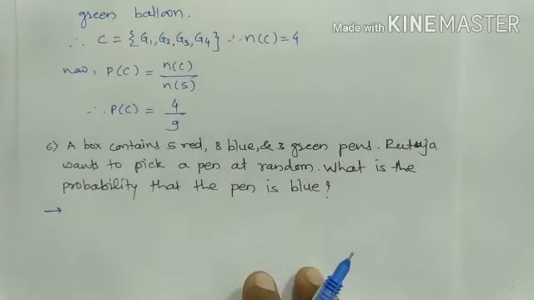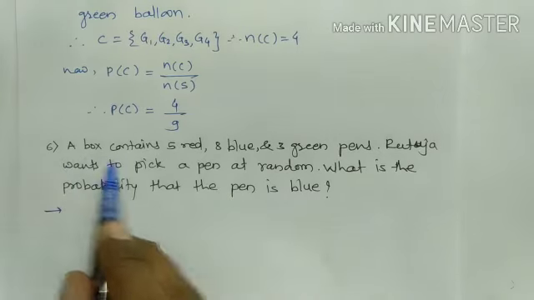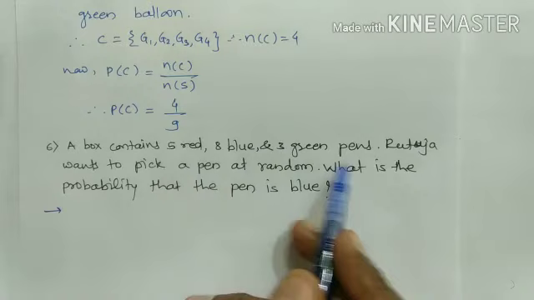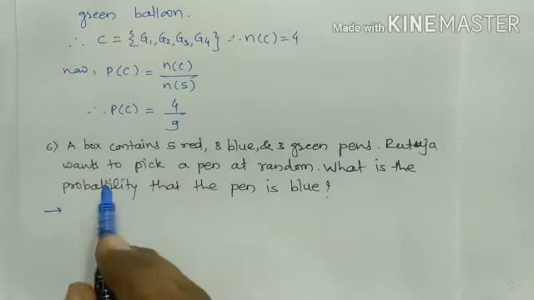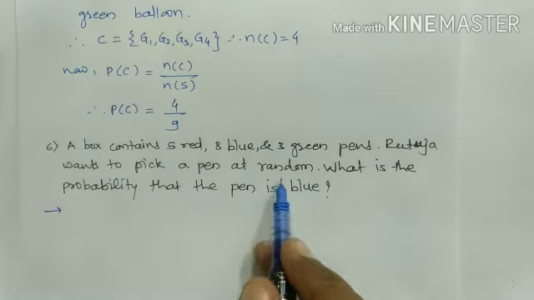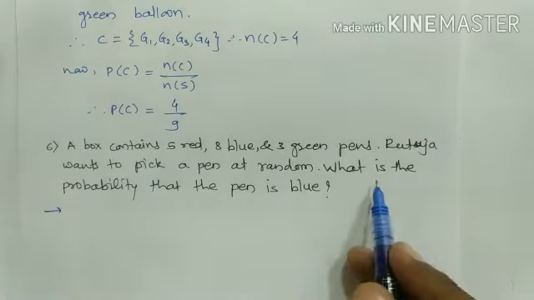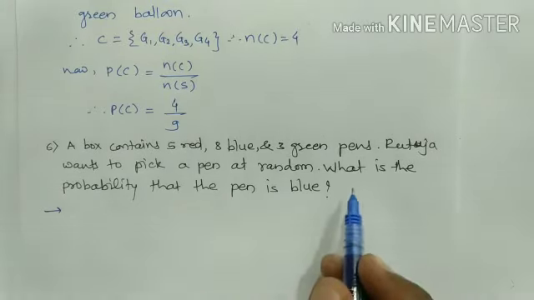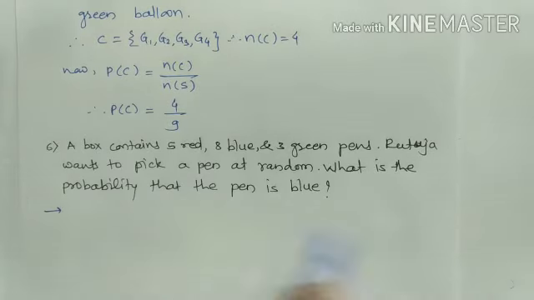Now the next question is question number 6. A box contains 5 red, 8 blue and 3 green balls. Here Rutuja wants to pick a pen at random from that box. What is the probability that the pen is blue? That means that here we have to find the probability of this event that the pen is blue.